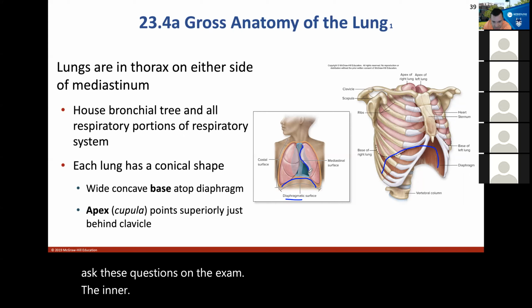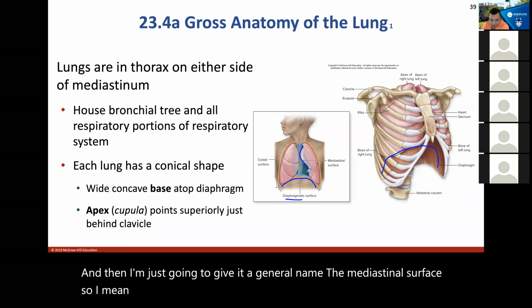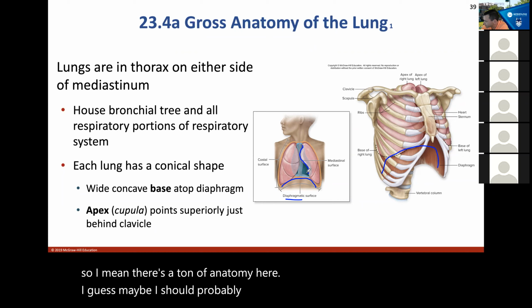The inside here comes in contact with the heart. And they're just going to give it a general name, the mediastinal surface. So, I mean, there's a ton of anatomy here. I guess maybe I should probably reassess how I ask questions.